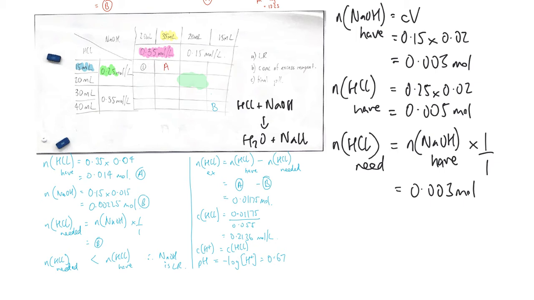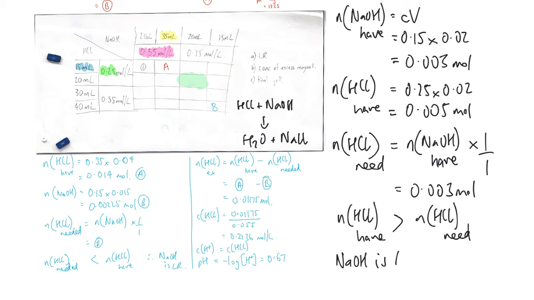Then you need to show that you can compare the number of moles of HCl that you have to the number of moles of HCl that you need. And which one is bigger? The number of moles that I have, because we're comparing this value here with this value here. The number of moles of HCl that I have is larger than the number of moles of HCl that I need. So I have more HCl than I need, which means that it's not the limiting reagent, it's the excess reagent. And the NaOH is the limiting reagent. If that is the limiting reagent, we need to work out the concentration of the excess reagent.